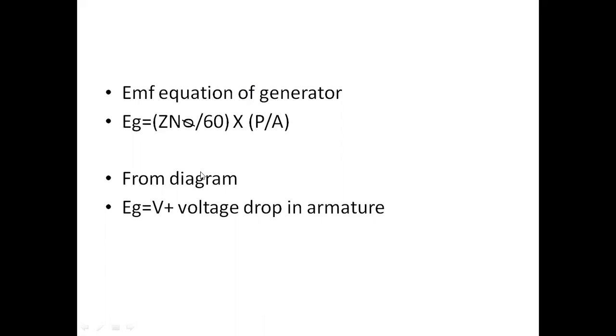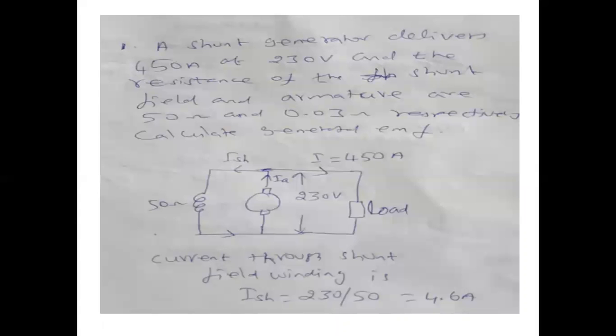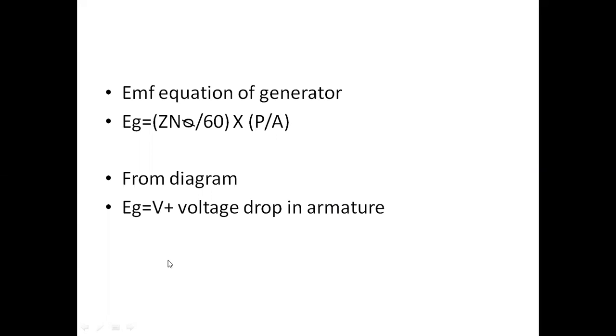Here we can use the EMF equation or voltage equation from the diagram. From this diagram you can say the EMF generated in the generator, EG, is equal to the voltage drop in the armature plus the voltage available at the terminal. This is called the voltage equation of the DC generator: EG equal to V plus voltage drop in armature. So V is given for us.